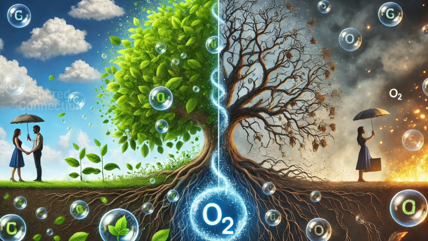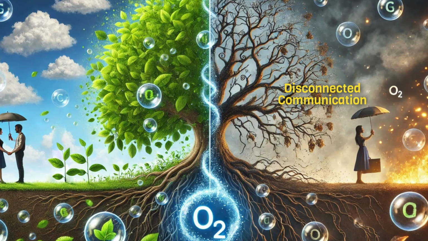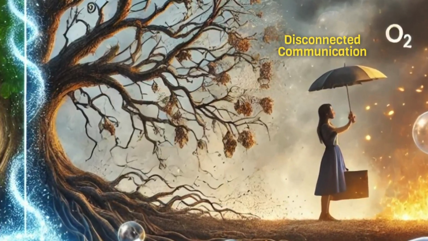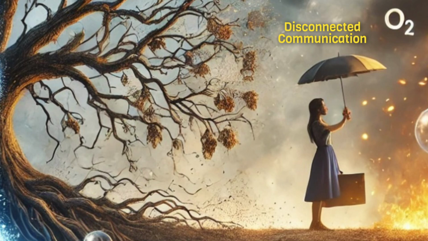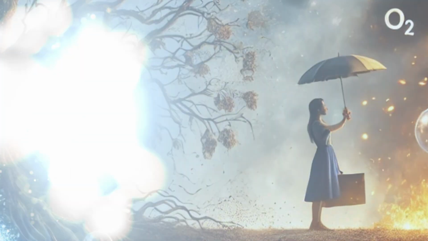But on the right side, notice the lone figure. This represents disconnected communication. It shows us how communication, or the lack of it, can either bring us closer together or drive us apart. Nurturing communication is like the glue that holds relationships together, even during difficult times.